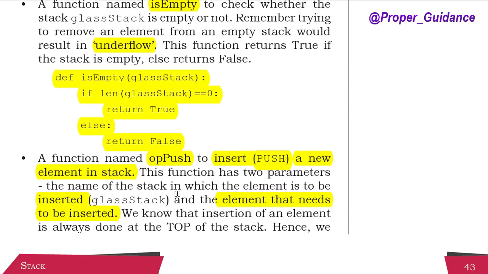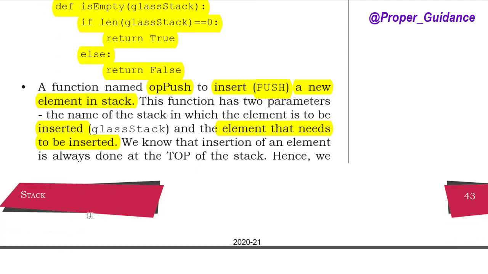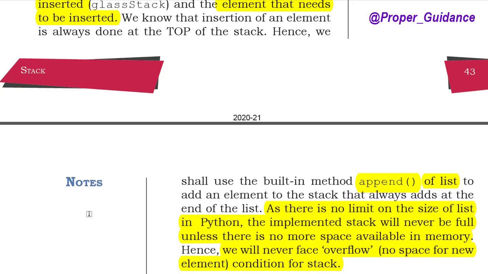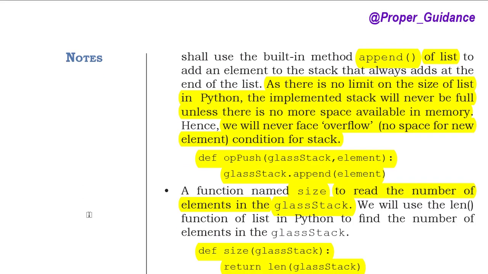A function named push to push a new element in the stack. This function has two parameters: the name of the stack in which the element is to be inserted and the element that needs to be inserted. We know that insertion of an element is always done at the top of the stack. Hence, we shall use the built-in method append of list to add an element to the stack, which always adds at the end of the list.